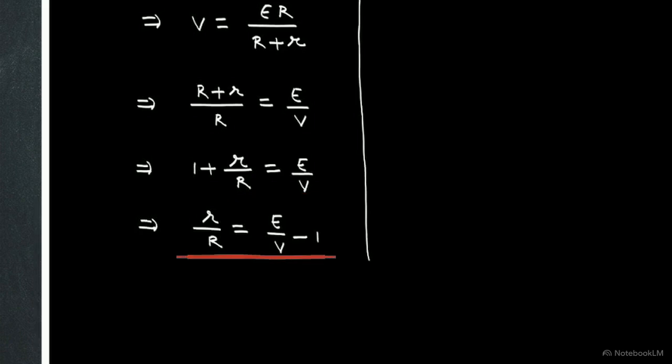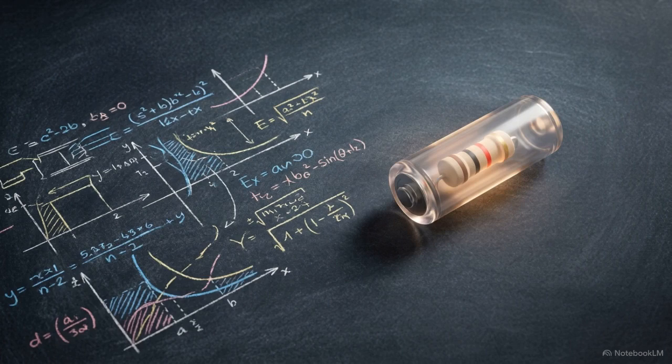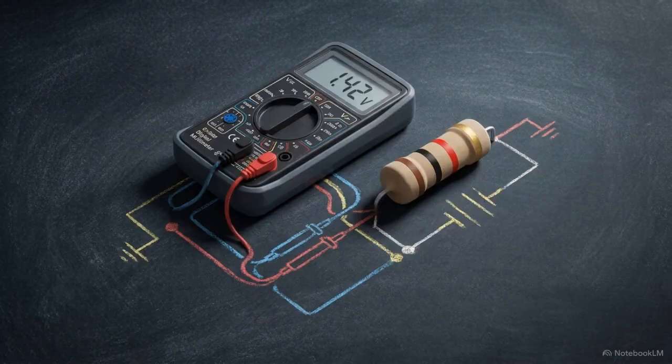Finally, we subtract 1 and multiply by R to reveal the derived formula. Internal resistance equals the external resistor value multiplied by the ratio of EMF to working voltage minus 1. Through strategic algebraic substitution, we have engineered a method to quantify an invisible internal physical constraint. We only need safe external multimeter readings of voltage and a known resistor to find it.